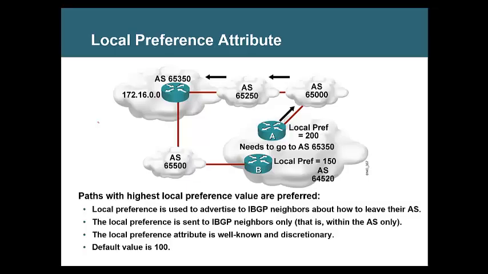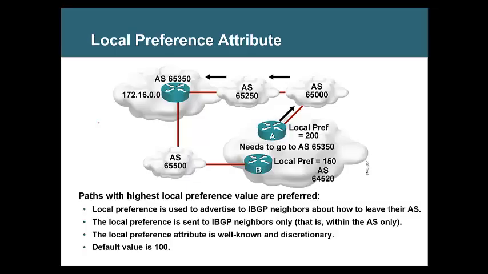Local preference is well known, but not mandatory. It cannot be, because between eBGP we don't advertise this. This attribute is advertised only to iBGP neighbors. So though it is well known, it is only discretionary. Whether you configure this local preference or not, there will be a default local preference of 100 on all the routers. But if you configure something bigger than 100 on one of the routers, then that router will be the exit.